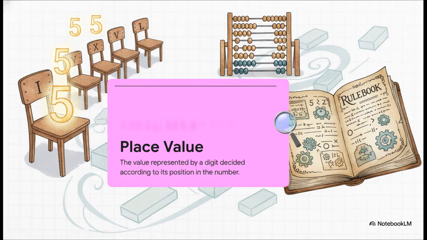And that brings us to the absolutely crucial concept of place value. It is the specific value represented by a digit in a number, according strictly to the position of that digit. This is the ultimate rulebook of our numbering system. A 5 isn't just a 5. It's a 5 sitting in a specific chair, and that specific chair dictates its actual worth.